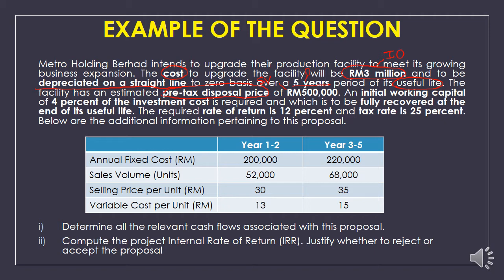An initial working capital of 4% of the investment cost is required. Based on this statement, the initial working capital here represents net working capital, which is NWC. So NWC is equivalent to 4% times the project cost, which is 3 million ringgit, based on the amount of IO.